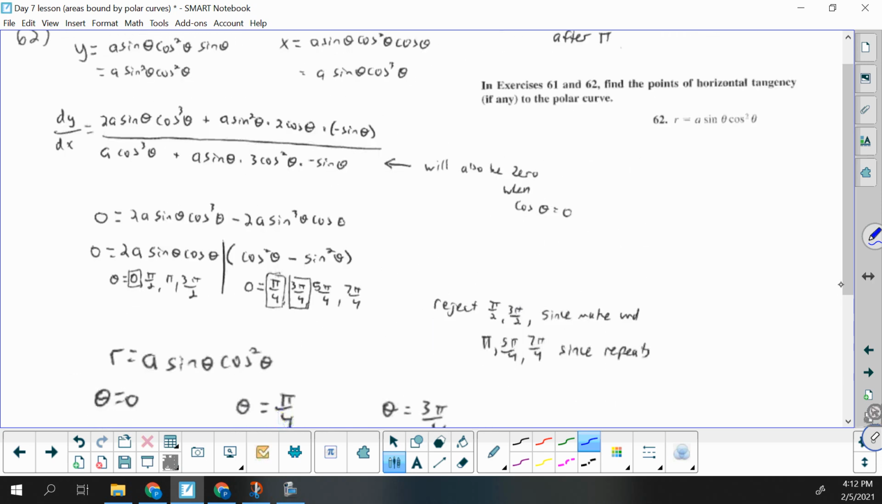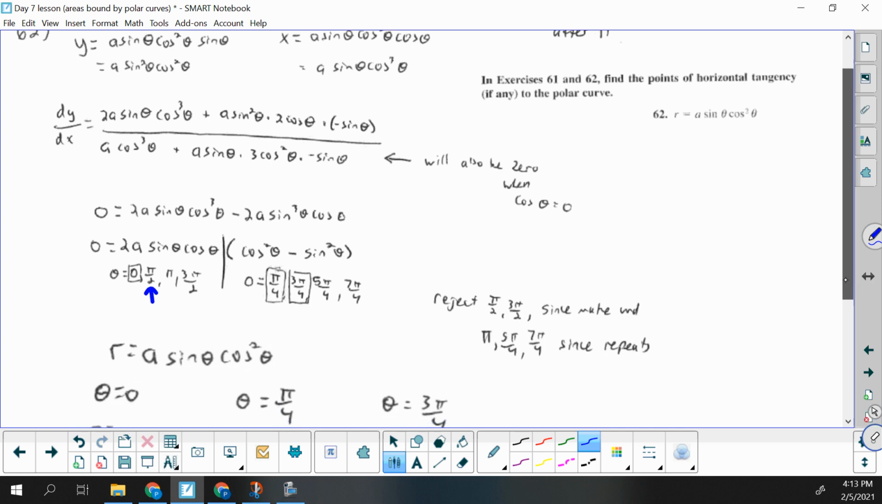So we just need to watch out for when they would be undefined. The denominator has a cos in every term. So anywhere that cos would be 0, we would get an undefined. So of the 0, the pi over 2, the pi over 4, and the 3 pi over 4, the pi over 2 is where cos is 0, so we'll reject that one, and only the 0, pi over 4, and 3 pi over 4 will find the points.